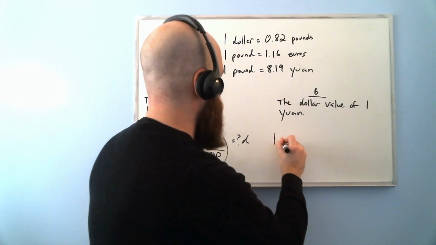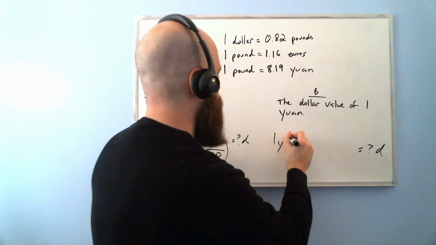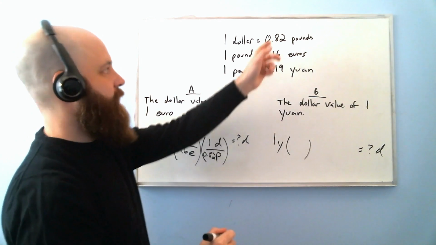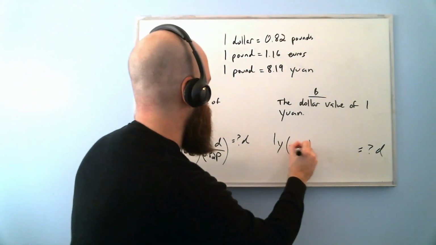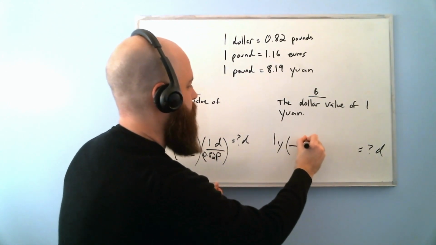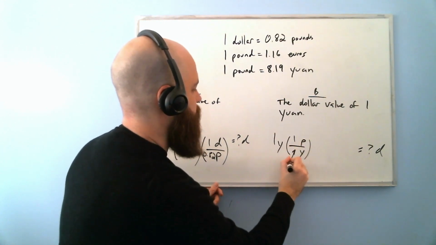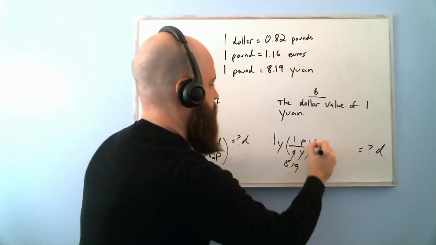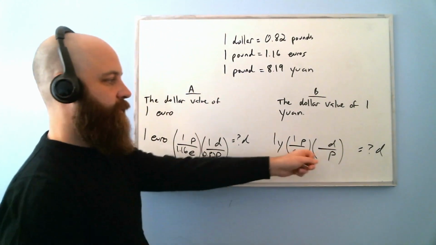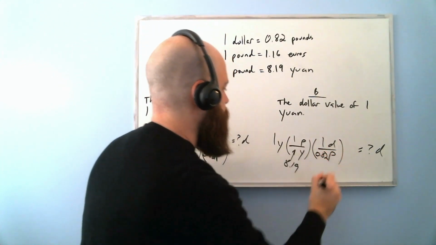I'm starting with 1 yuan. I want to go to dollars. Okay, so I want to convert from yuan to dollars, but I can't do it directly. So first I'll go to pounds, then I'll go from pounds to dollars, just like we did with the euros. Okay, so 1 yuan, I want to cancel yuans and end up with pounds. And I have 1 pound per 8.19 yuan. Okay, that got me to pounds, and then I want to convert from pounds to dollars, so I'll write dollars per pound. I know there's $1 in 0.82 pounds.